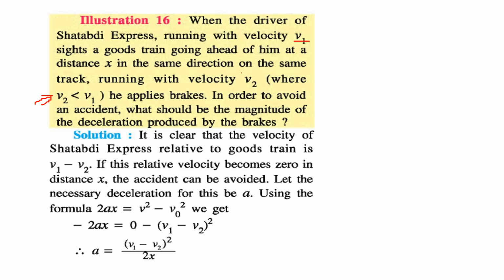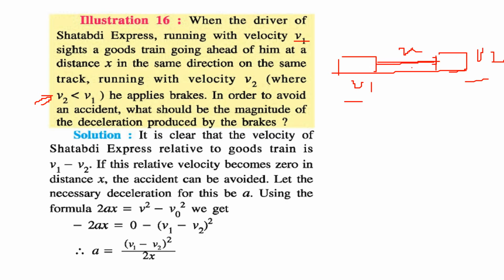So the scenario here is, this is a track. When a driver of Shatabdi Express, say this one, running with velocity V1, sights a goods train ahead of him at a distance say x on the same track. This is running with V2. But the velocity V1 is greater than V2, so if V1 doesn't stop, it is going to end with some mishap. So in order to avoid the accident, the Shatabdi driver has to apply certain brake. So what is the magnitude of this deceleration?